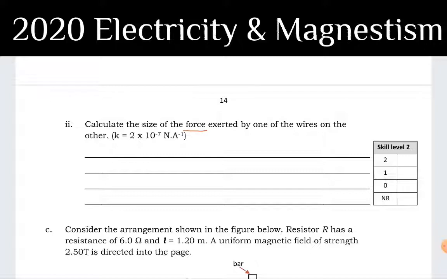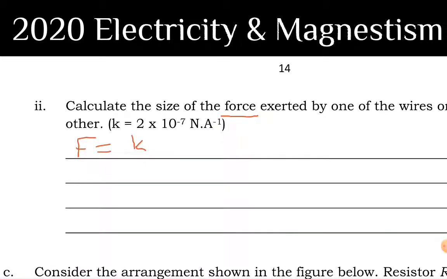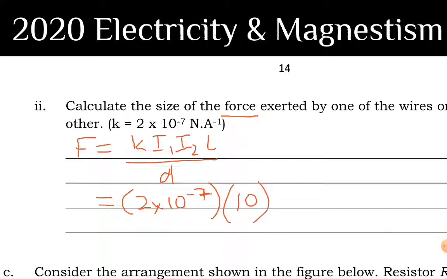And this formula is F equals K times current 1, current 2, length of the wire divided by the distance between the wires. So we know the constant K, which has been provided for us, is 2 times 10 to the negative 7. We know the current through both wires, which was provided in the question. It is 10, and it is also 10 for the other wire as well, so they are both 10.